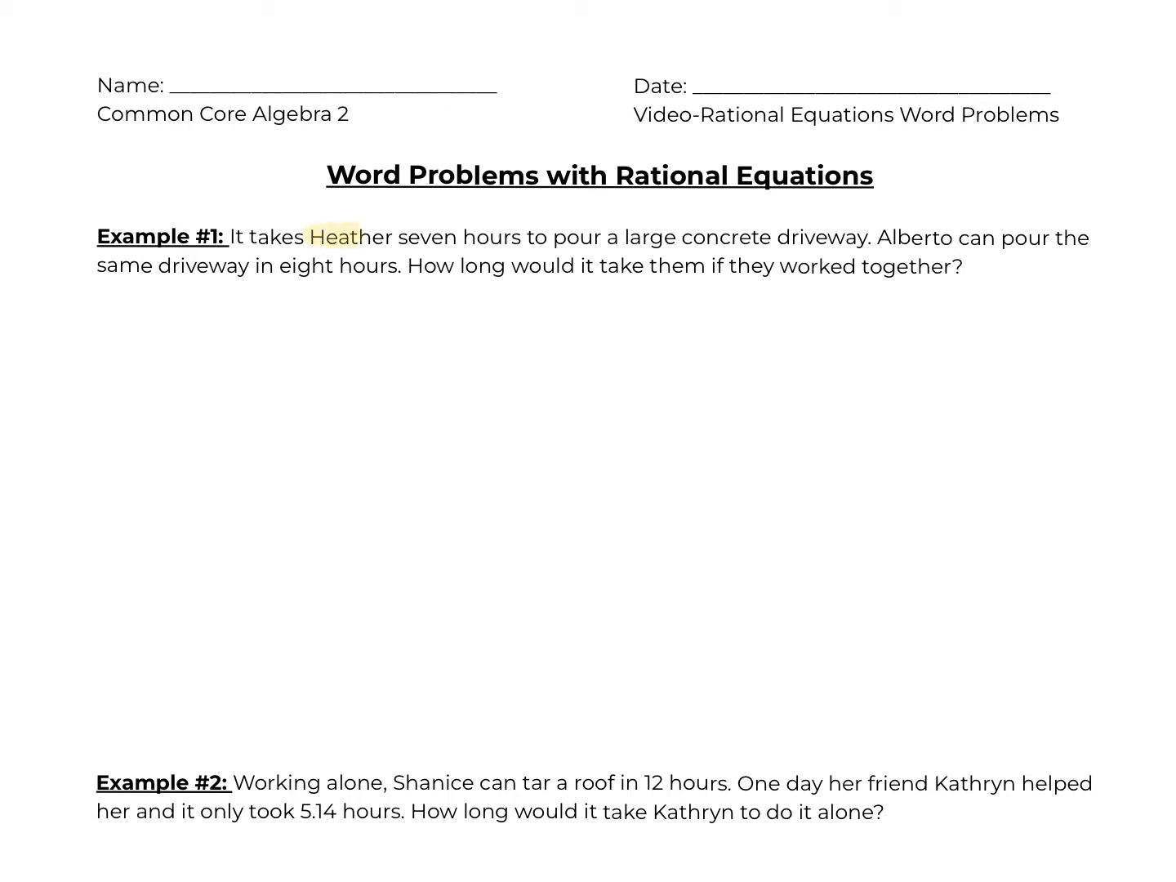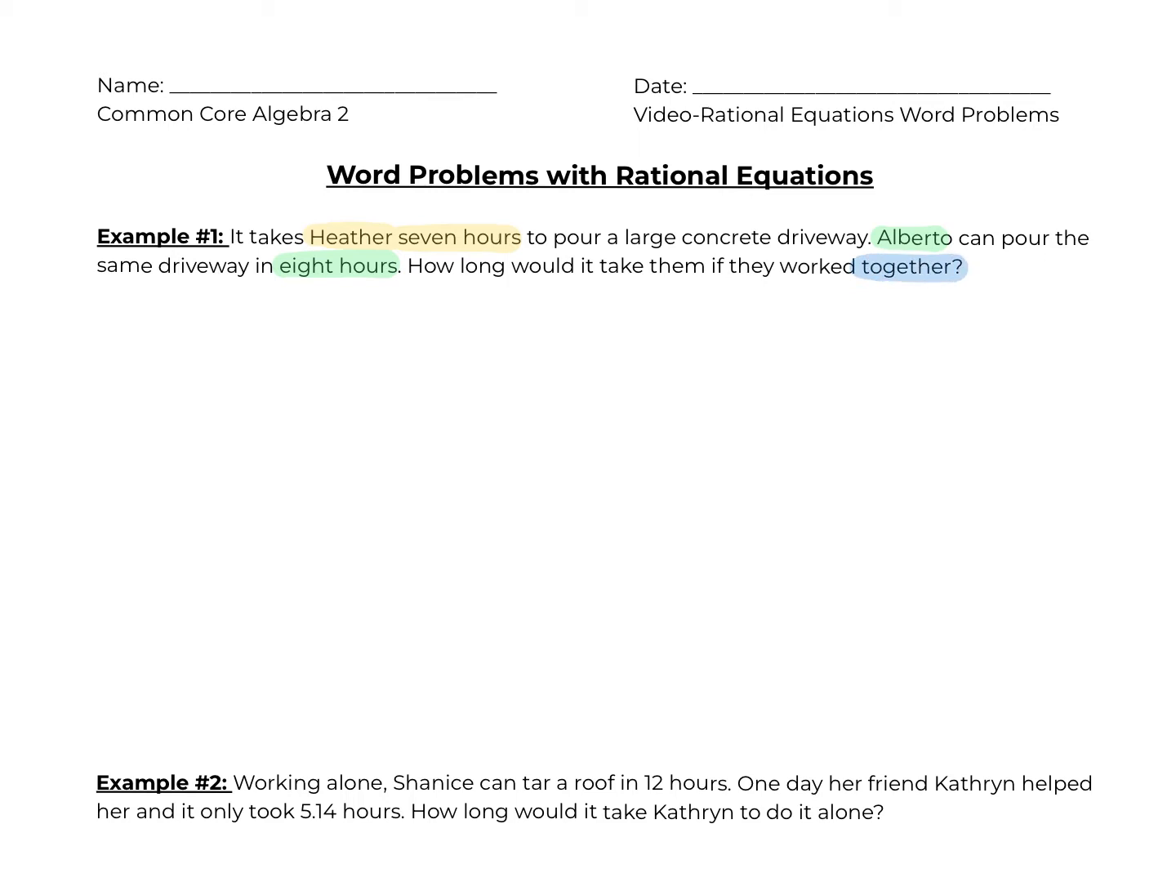So I'm going to highlight Heather and 7 hours. Then it says Alberto can pour the same driveway in 8 hours. So I'm going to say Alberto can do the same job in 8 hours. How long would it take them to work together on this job? How long would it take them to complete it if they worked together?